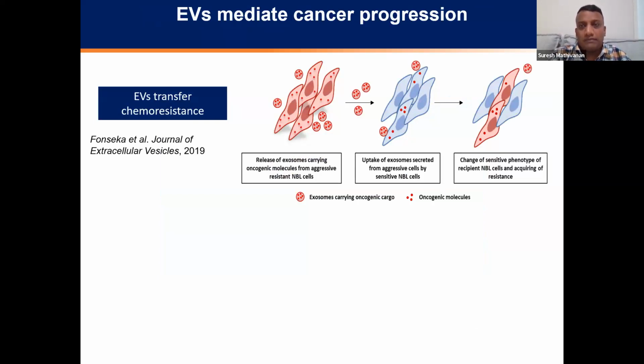What we have done as a lab is we've studied the role of EVs in the transfer of chemoresistance, where we looked at sensitive neuroblastoma cells and then the resistant neuroblastoma cells. We collected the EVs from them, and we were able to show that these can transfer the aggressive phenotype to the sensitive neuroblastoma cells, thereby rendering them resistant to chemotherapeutic drugs.